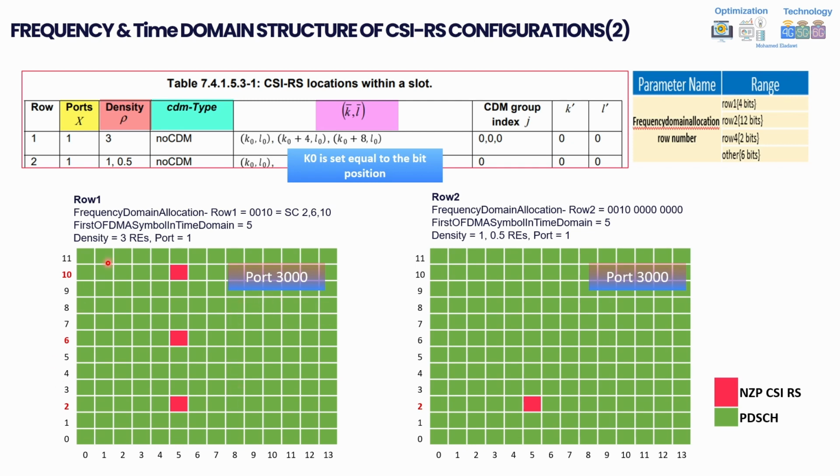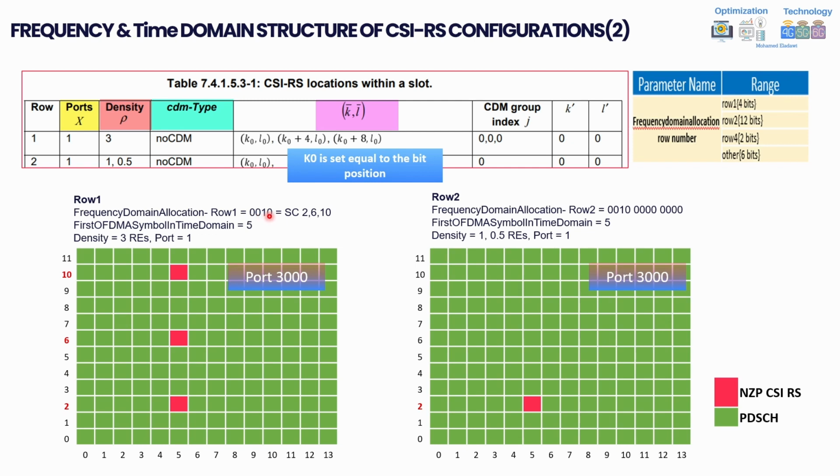For example, here this is one resource box. Row 1 is saying that you have only one port, so we'll be starting with the first port, which is 3000. Usually the users will start with the first port, 3000. Here it's mentioning that the row 1 frequency domain allocation is equal to 0010, because row 1 has 4 bits. Here the users need to get the K0 information to start locating the subcarrier locations. The K0 is set equal to the bit position. For example, here the bit position is 0, 1, 2. This means K0 is equal to 2 in this particular case.